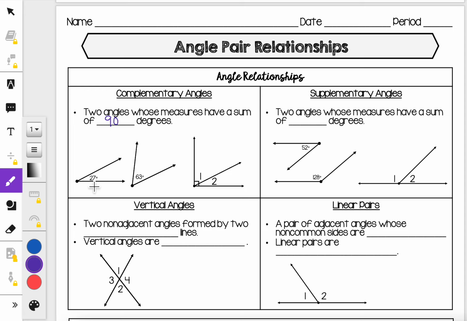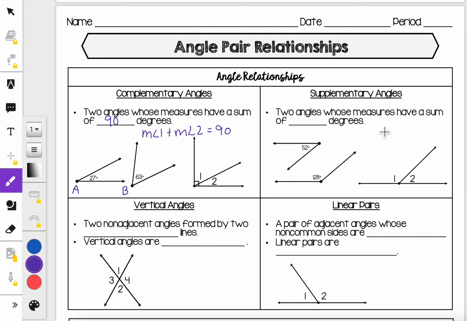If we look at this first picture here, this angle that we can call A and this angle that we can call B are going to be complementary because when I take the measures, they add up to 90 degrees. So 63 plus 27 is going to be 90 degrees. A lot of times we see complementary angles here. We see that these two angles are adjacent angles that form a 90-degree angle. So those are complementary. We can say the measure of angle 1 plus the measure of angle 2 is going to equal 90 degrees.